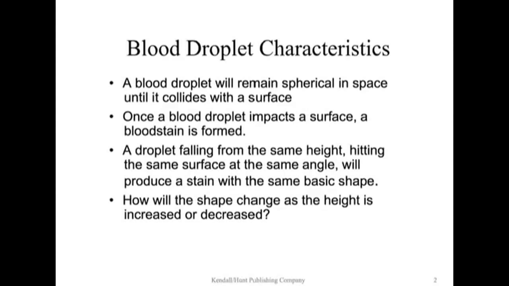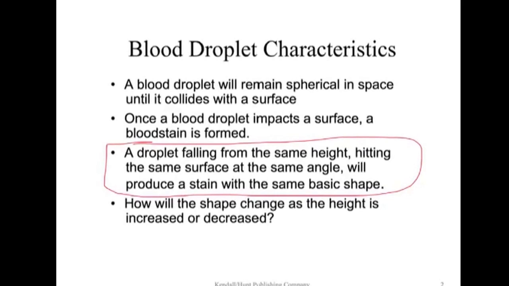And this third point is something that we know to be true, and which is what blood spatter analysis is really based upon, which is the idea that all blood droplets falling from the same height, hitting the same type of surface, at the same angle, produce the same stain with the same basic shape. Seems kind of logical, but it's a foundational premise. The question then becomes, how will the shape of the spatter change as the height is increased or decreased?